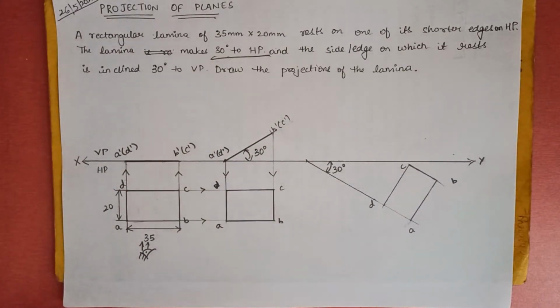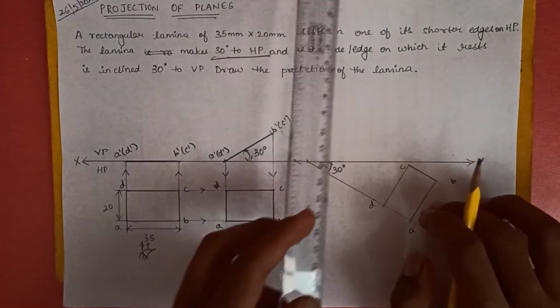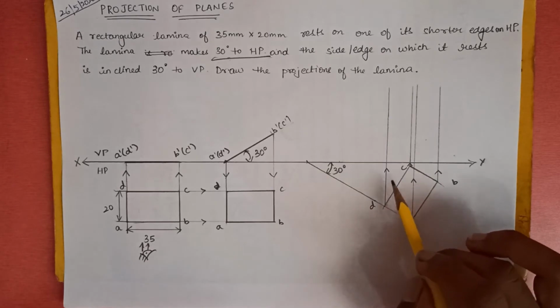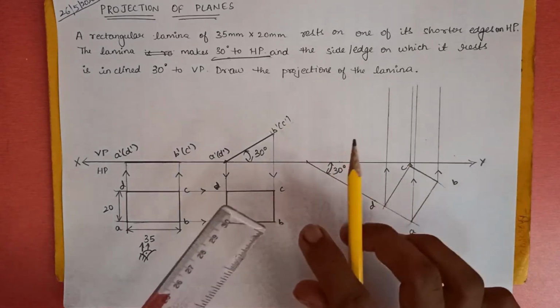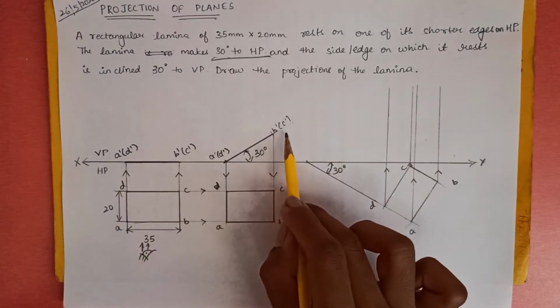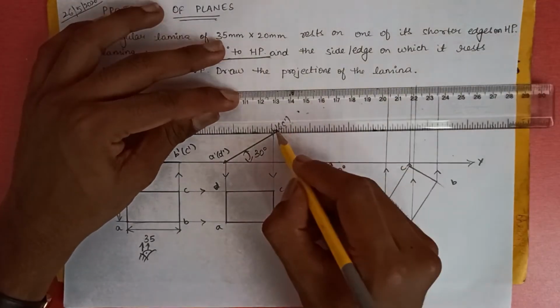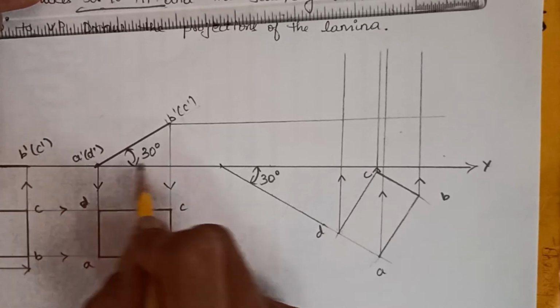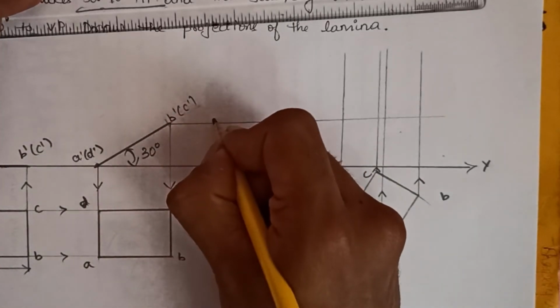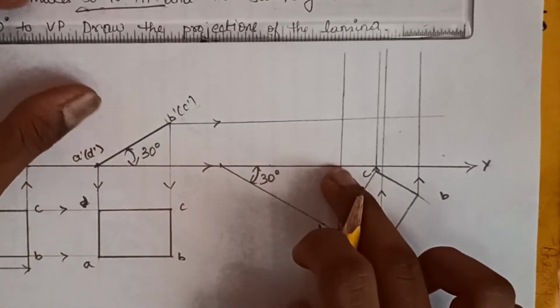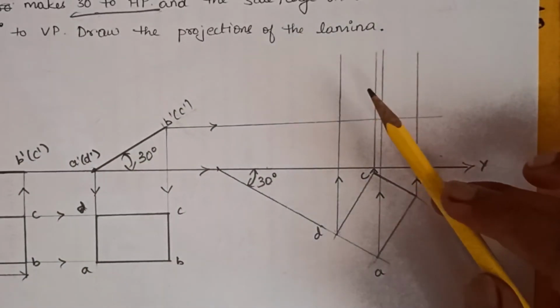The final step and the last step will be to extend these lines towards the VP. Okay, so I extended all these points towards the VP, and then you need to extend the points B', C' towards these projections. Take a scale and extend it, make a thin line. You're also considering A', D' as well. So you need to draw an arrow here, and you need to draw an arrow here because you're extending this point also towards the projection. Finally, you need to mark these points.